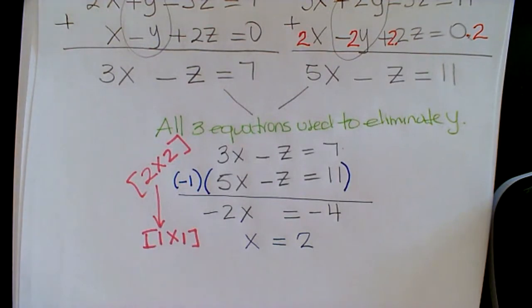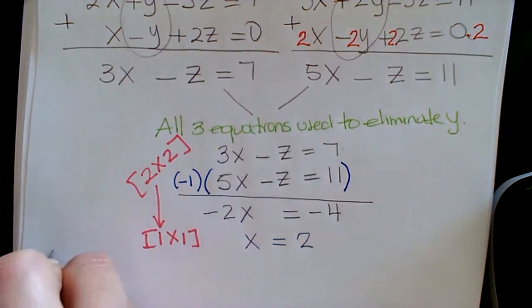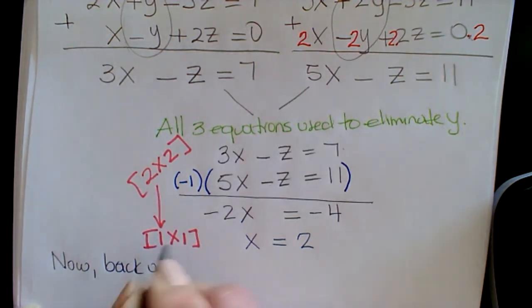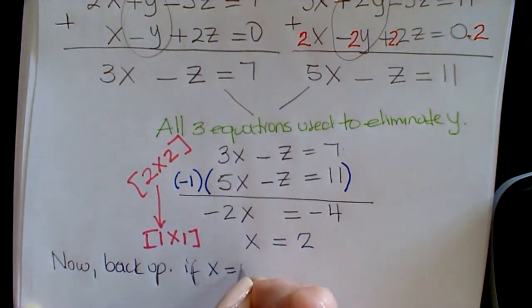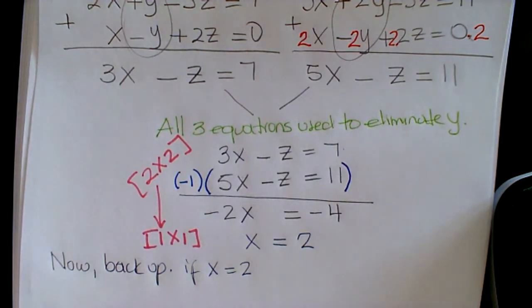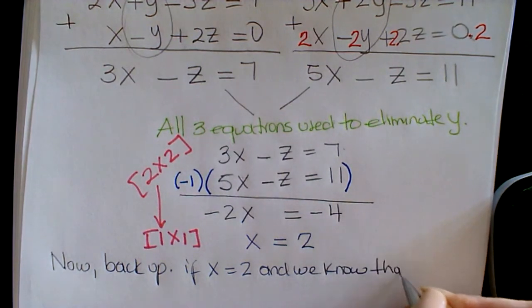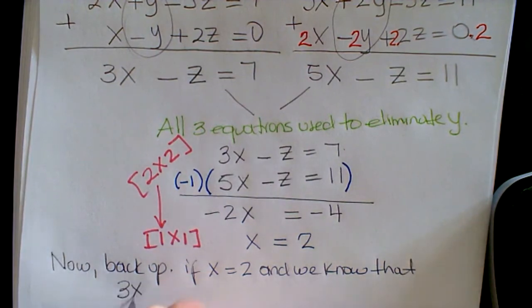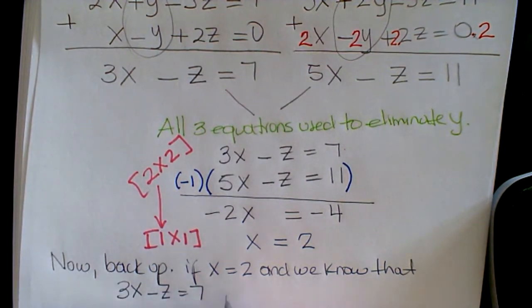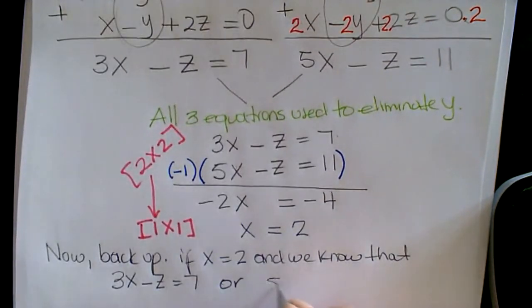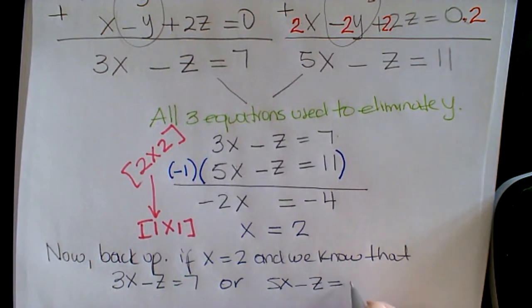So if x is equal to 2, and we know that 3x minus z is equal to 7, or we know that 5x minus z is equal to 11.